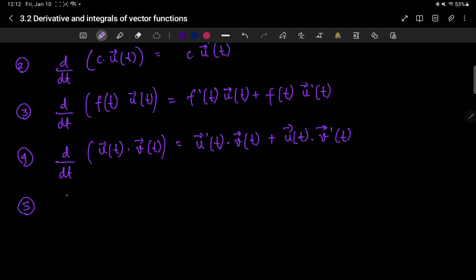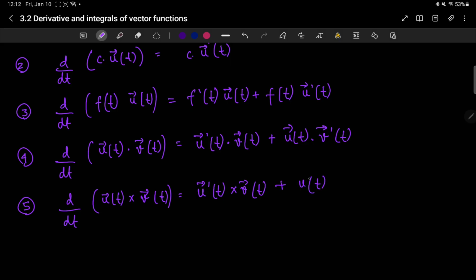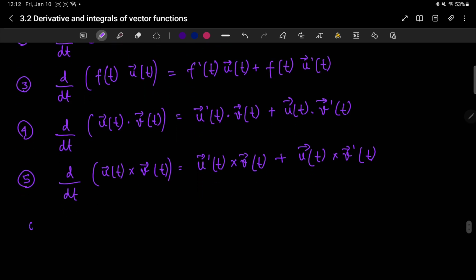Then you have another multiplication. Because u and v are vectors, you can also talk about their cross product. And once again, in this case, we will have a product rule kind of scenario where you're going to take the derivatives one at a time. But keep in mind here that the order hasn't changed. It's u cross v and not v cross u, because in a cross product, that would be something different.